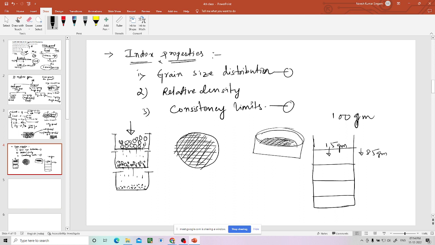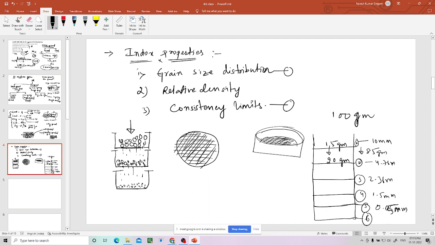Out of 85, maybe some 20 grams may be retained on this second sieve. Okay, sieve 1, sieve 2. Let us say this size is 10, this size is 4.76, or this size is 2.36, something like that. This size is 1.5, then this sieve is let us say 0.5, something like that. I'm just giving random numbers anyway.